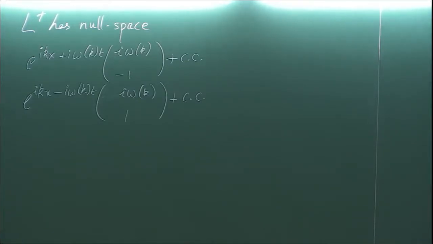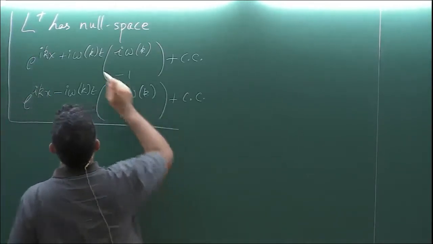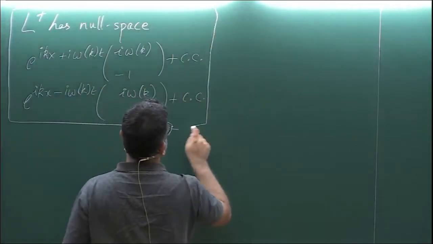So how do I get that? In exactly the same way that I got the null space of L. Plug in the ansatz, find out what the eigenvalues and the eigenvectors are. You should not be surprised that the eigenvalues are exactly the same thing, because it's just the transpose of the original matrix. So omegas are exactly the same thing. The eigenvectors change. They sort of switch their roles. So this is the null space of L dagger.